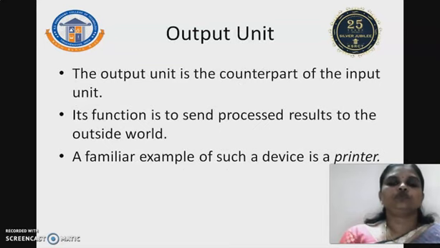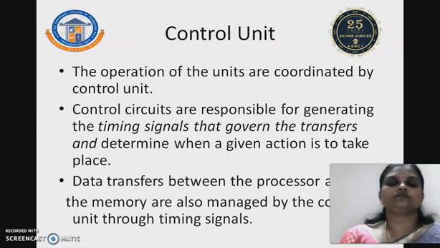The output unit is the counterpart of the input unit. Its function is to send the processed results to the outside world. A familiar example of such a device is a printer. Printer operations are coordinated by the control unit. Control circuits are responsible for generating the timing signals that govern the transfer and determine when an action is to take place. Data transfers between the processor and the memory are also managed by the control unit with the use of timing signals.